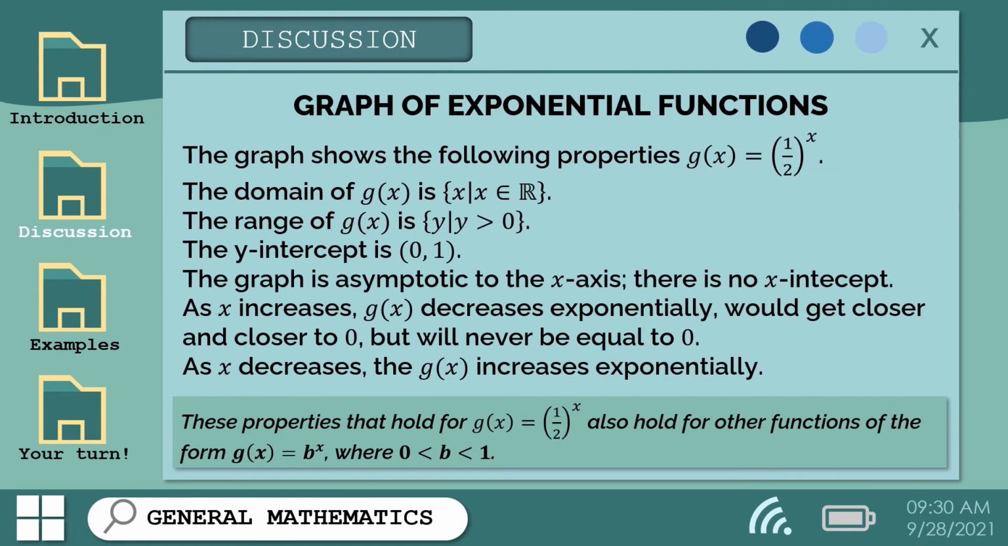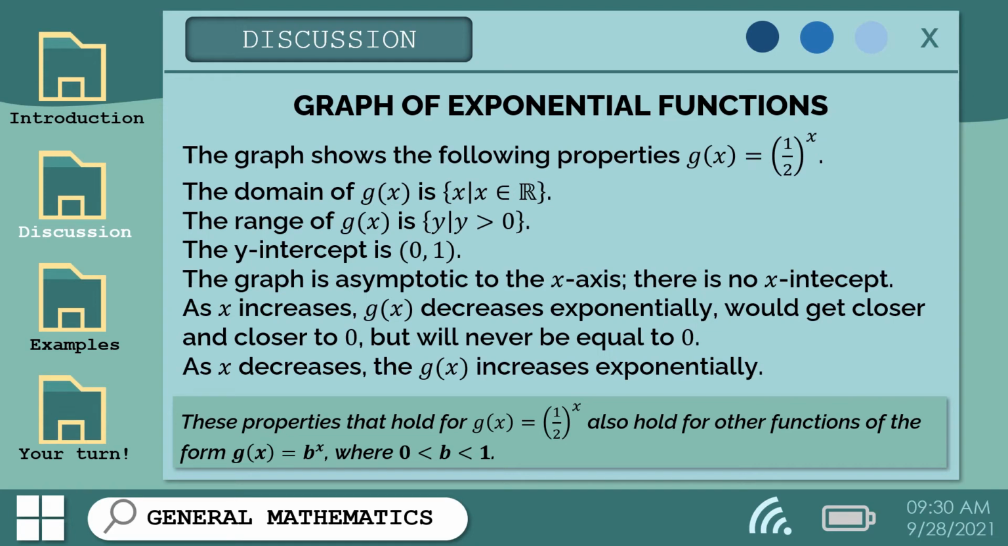So, ibig sabihin, these properties that hold for 1/2 raised to x also hold for other functions of the form b raised to x, wherein ang ating base is between 1 at 0. So, ganun din po ang domain, still all real numbers. Ang range po natin is still greater than 0. Ang y-intercept po natin still at (0, 1). At ang graph po natin still asymptotic with respect to the x-axis at wala pa rin tayong x-intercept. But, as x increases, ang g of x natin or the y decreases exponentially naman. Decreases naman po siya. Would get closer and closer to 0, but it will never be equal to 0.